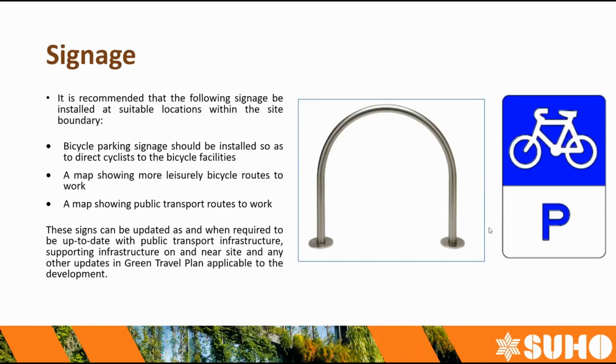Signage. As I've already discussed in my previous slides, if signage clearly shows different amenities or different typologies of parking on the site, then it will really help the development. So it is recommended that the following signage be installed at suitable locations within the site boundary. Bicycle parking signage should be installed so as to direct cyclists to the bicycle facilities. A map showing more leisurely bicycle routes to work. A map showing public transport routes to work.